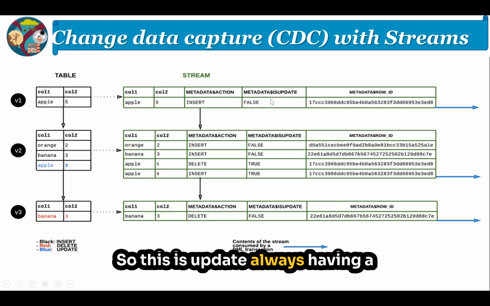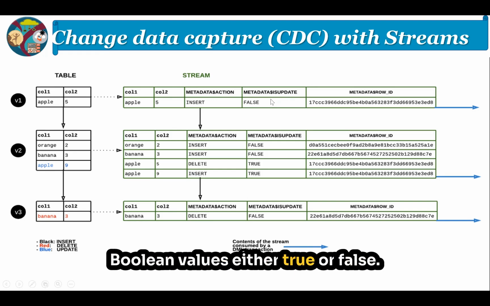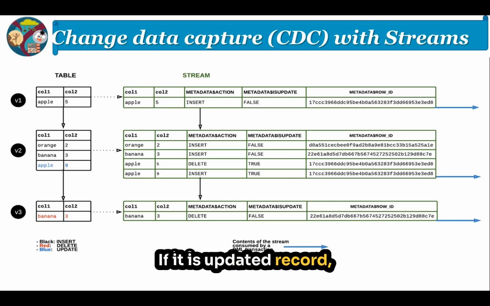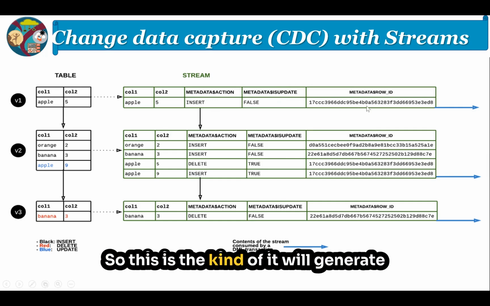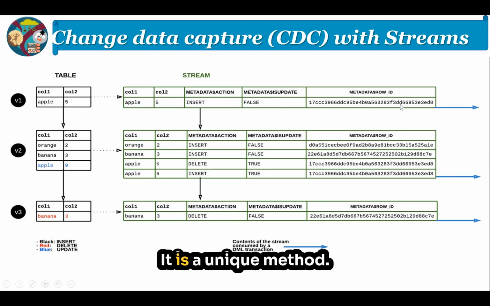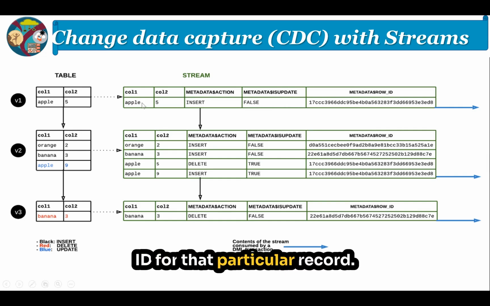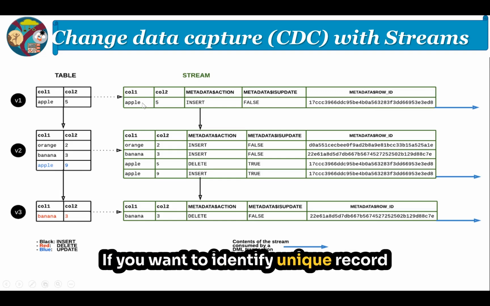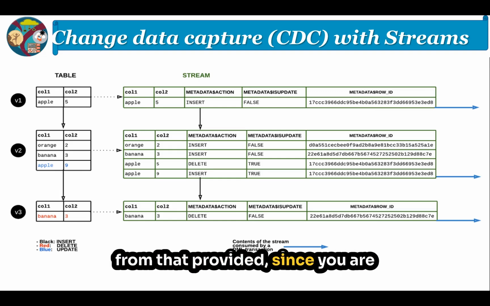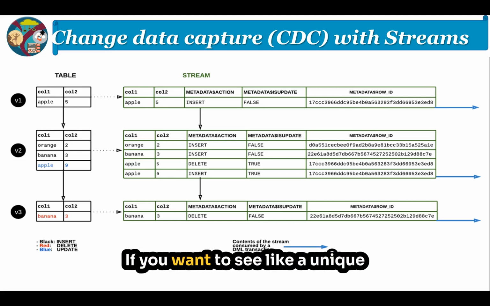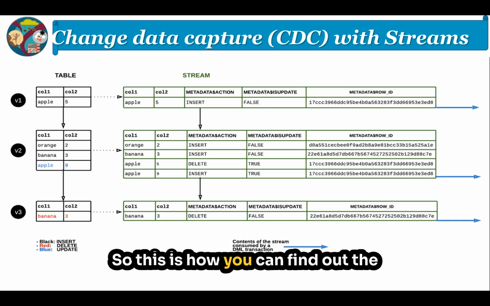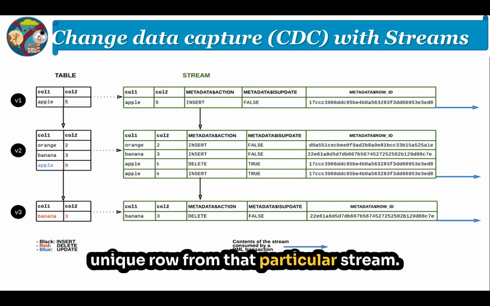This is update always has boolean values, either true or false. If it is an updated record, it will show as true. If it is an inserted record, it will always show as false. And the third metadata is row ID. This is generated automatically by Snowflake. It is a unique ID for that particular record. Since you are getting multiple records, like multiple DML operations you are performing, if you want a unique identification for each record, this is how you can find out the unique row from that particular stream.